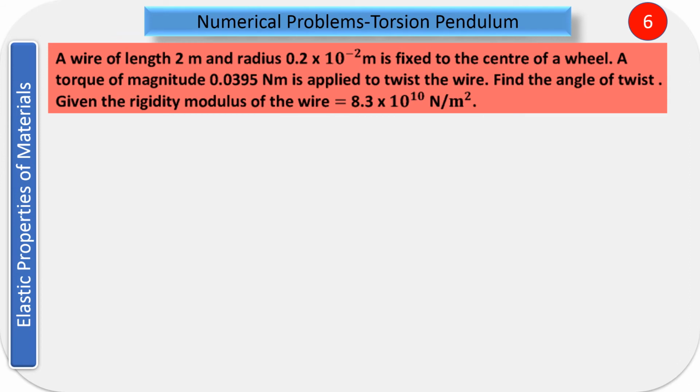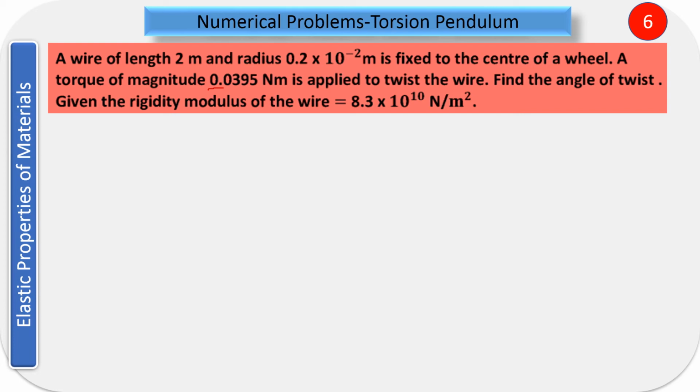Now again on the torsional pendulum, let's read the problem. A wire of the length 2 meter and radius 0.2 into 10 to the power minus 2 meter is fixed at the center of the wheel. So same type of problem. All right. A torque of magnitude 0.0395 Newton meter is applied to twist the wire. So the wire is to be twisted. Find the angle of the twist.